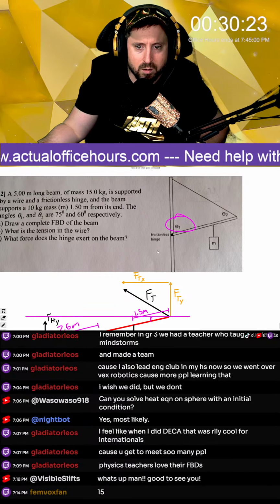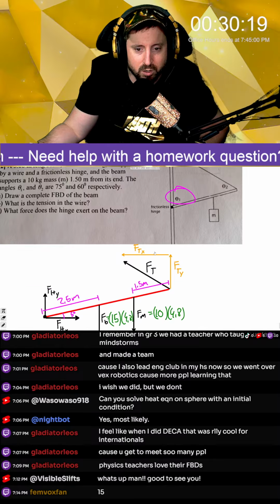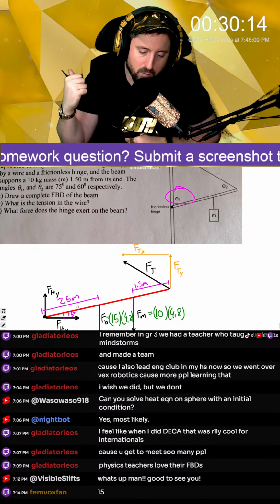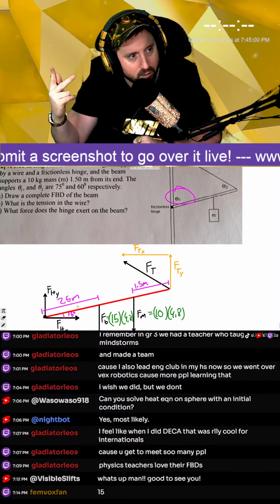And then I don't think I need to know anything else. I think we're good actually. I'll show you why later. It has to do with torque being either perpendicular distance times force or perpendicular force times distance.